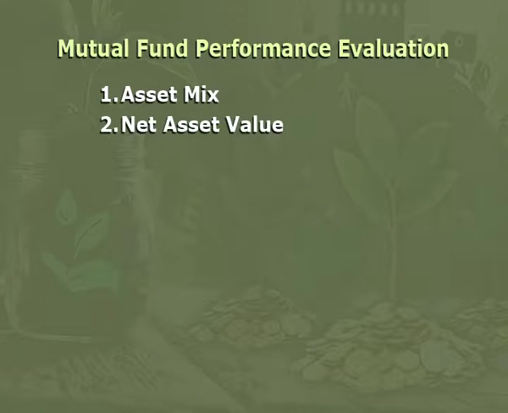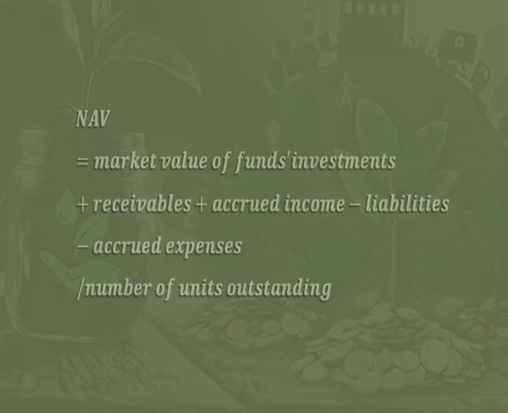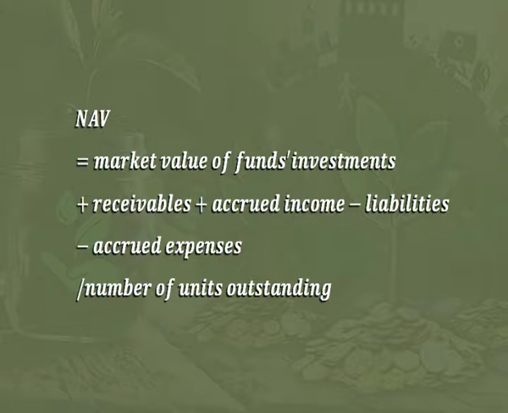Number 2. Net asset value, often referred to as NAV. It refers to the market value of assets minus its liabilities. The NAV is divided by the number of units outstanding on the valuation date. It is computed as: NAV is equal to market value of fund's investments plus receivables plus accrued income minus liabilities minus accrued expenses, divided by number of units outstanding.